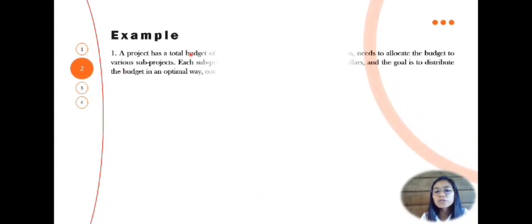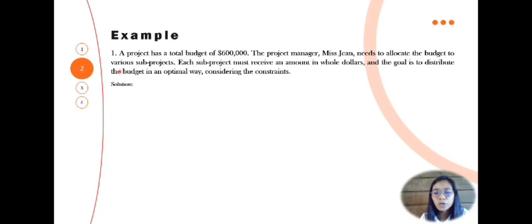Now for our first example, I have here a situation that says a project has a total budget of $600,000. The project manager, Ms. Jean, needs to allocate the budget to various sub-projects. Each sub-project must receive an amount in whole dollars, and the goal is to distribute the budget in an optimal way considering the constraints. So we write down our solution.